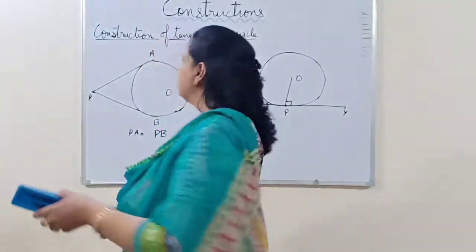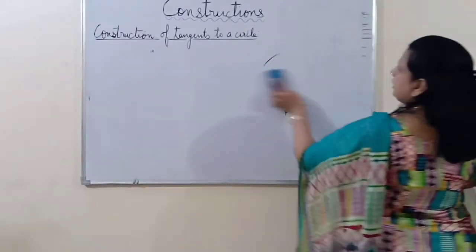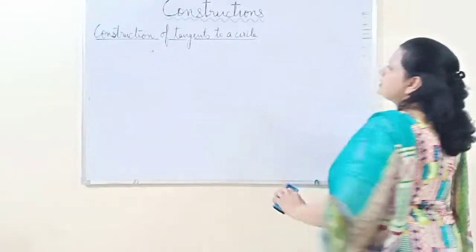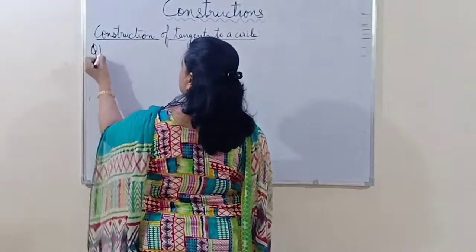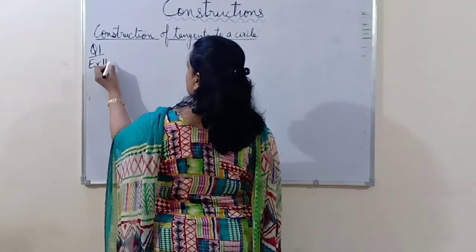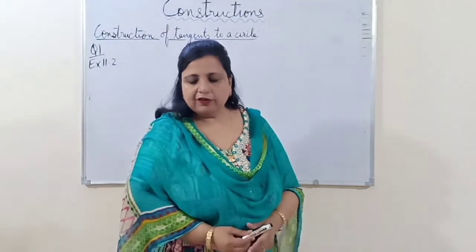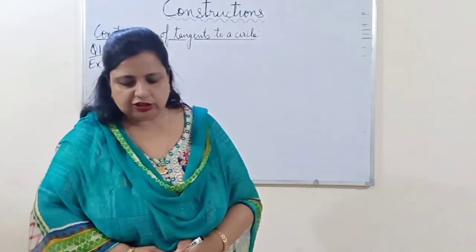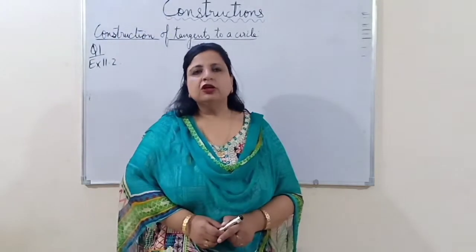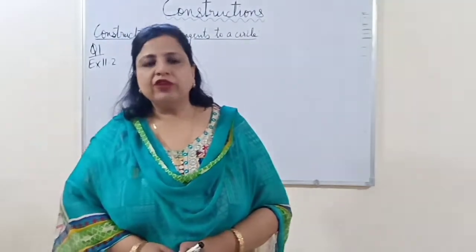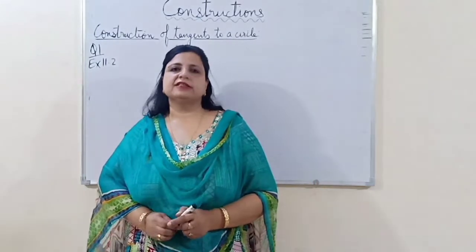Exercise 11.2, question 1. We will deal with construction of tangents to a circle. Question 1 of exercise 11.2 in your books. The question is, in each of the following, give also the justification of the construction. We are taking the first one here. Draw a circle of radius 6 cm from a point 10 cm away from its center. Construct the pair of tangents to the circle and measure their lengths.